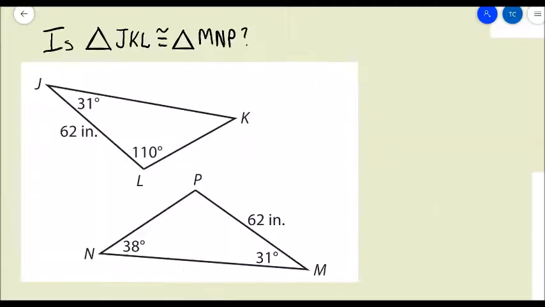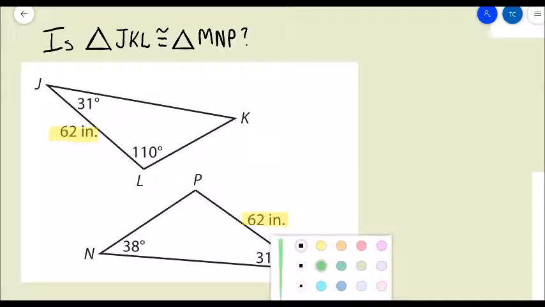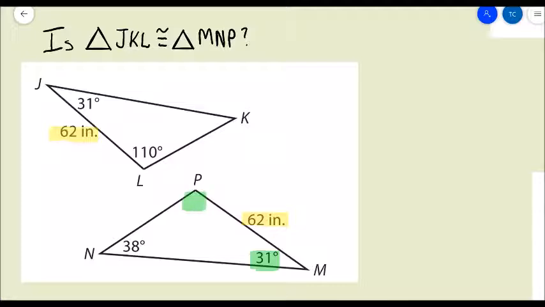All right, so I'm going to do this one a little quicker. 62 and 62. So line segment JL corresponds to line segment PM. So now we've just got to see if these are going to match up. And the angles are 31 and 110.